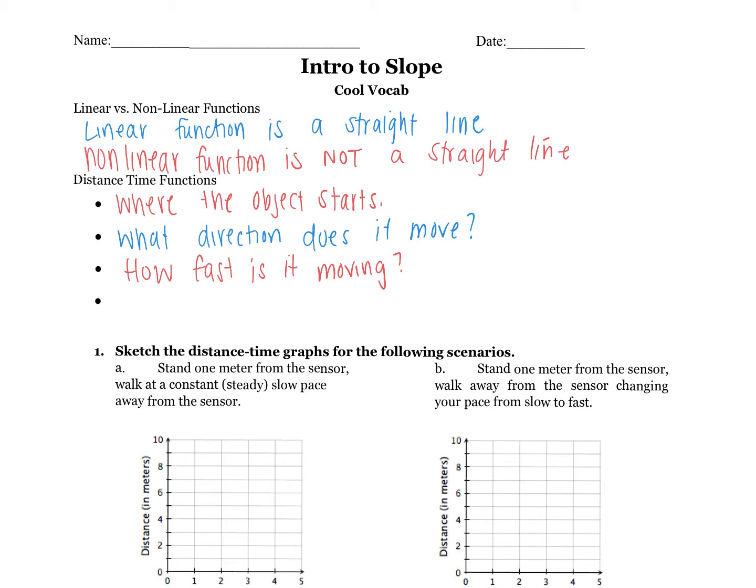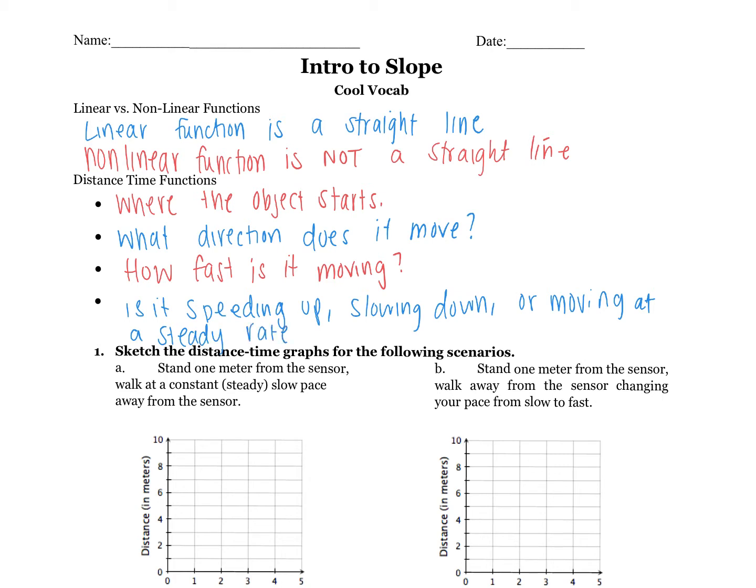And then the last question you're going to ask is, is it speeding up? So is the object we're talking about speeding up, slowing down, or moving at a steady pace or rate? Which just means, are we staying the same? Is the object moving at the same rate the whole time, or the same speed the whole time? So these are the 4 questions we're going to ask ourselves every time we do this.